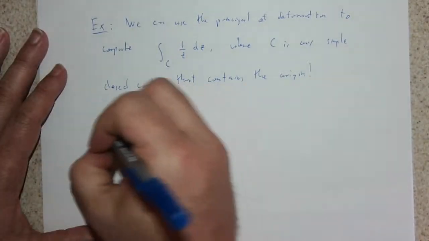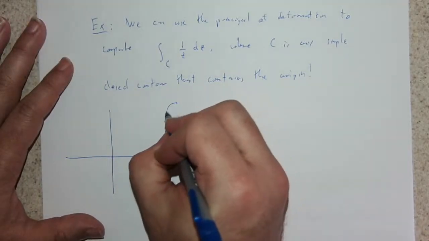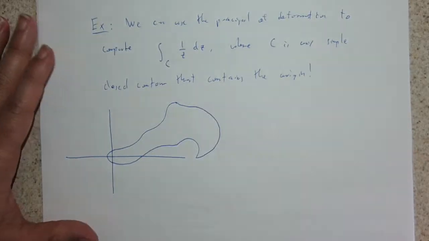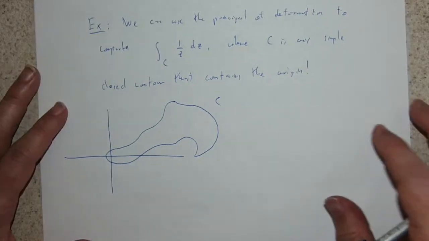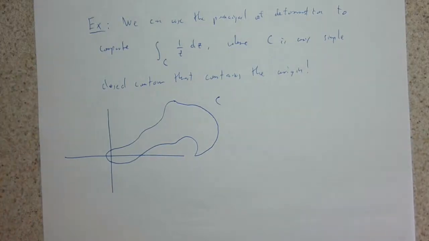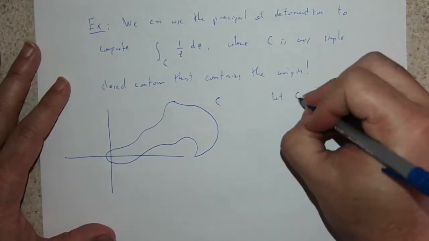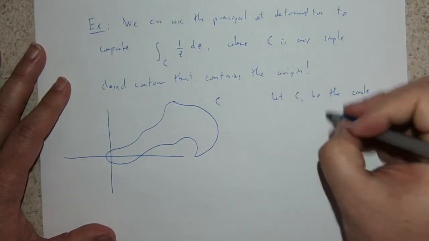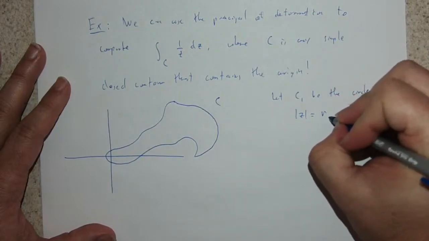To see how we do this, let's take C to be this thing. Here's my C. Well, the idea is let, say, C sub 1 be the circle modulus of z is equal to something. We'll call it R sub 1.